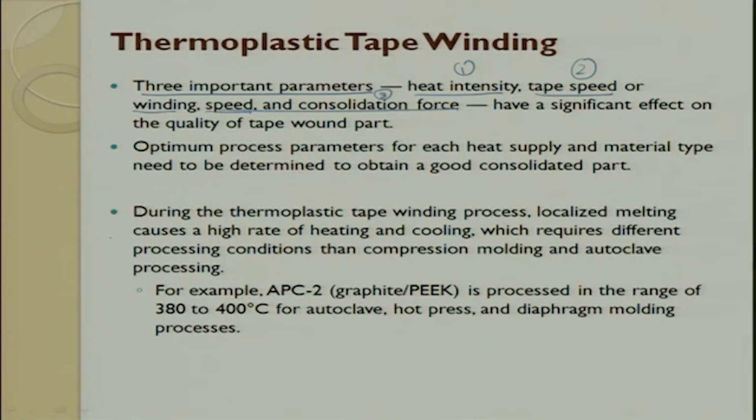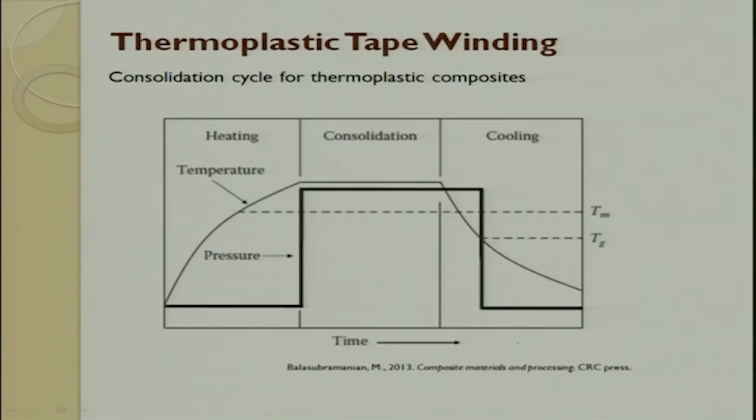Okay. So for example, APC2, which is a graphite PEEK, is processed in the range of 380 degrees to 400 degrees for autoclave, hot press and diaphragm molding process. So this is very important. Heat intensity, tape speed and consolidation force are very important as far as the process is concerned. So a proper choice might help in getting a good quality output.